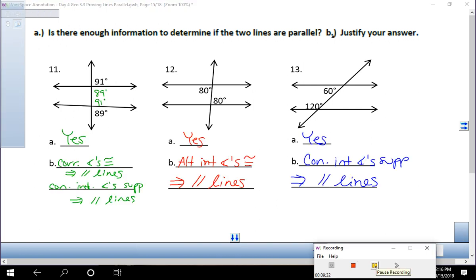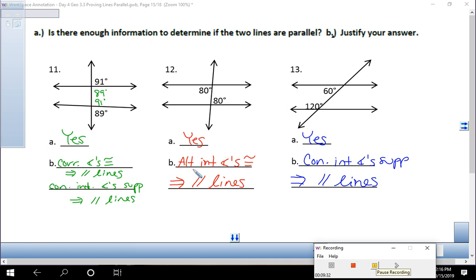Alright, hopefully you did okay on 11, 12, and 13. So with 11, the information that they gave us initially really wasn't very helpful. So I went ahead and I filled in with figuring out linear pair the inside as well. So linear pair to 89 would be 91, and then same for up here. So at that point, then I actually have a couple of different options that I could use for my justification. I could use corresponding angles because now I have corresponding both with the 89 and the 91s, or I could use consecutive interior since the interior now adds up to 180. Either of those would work.